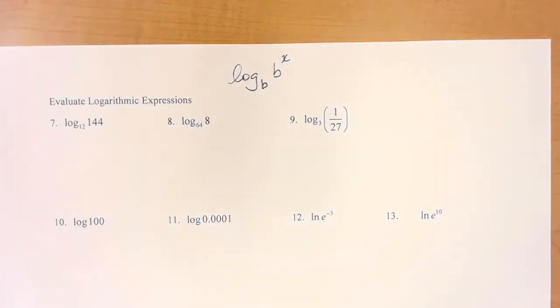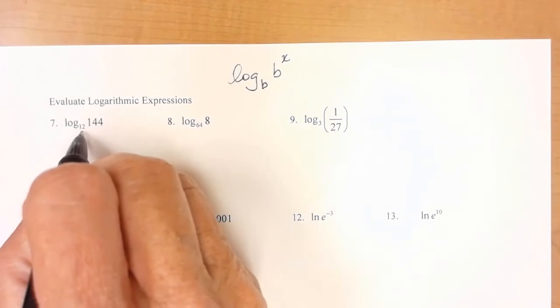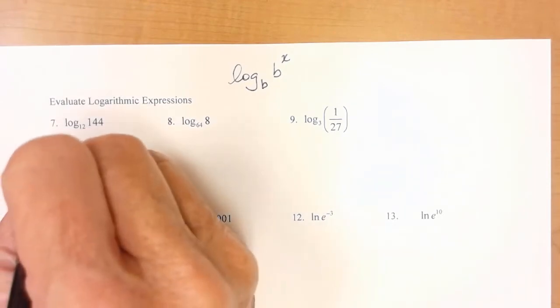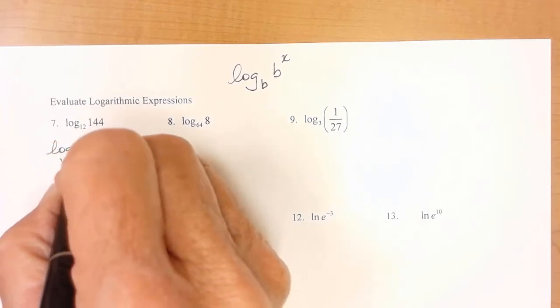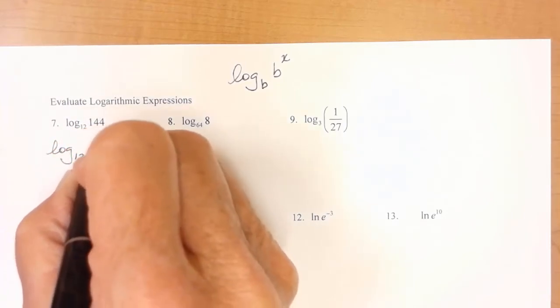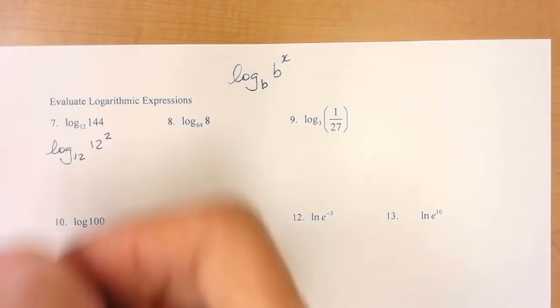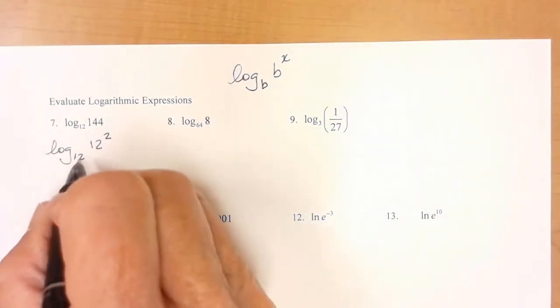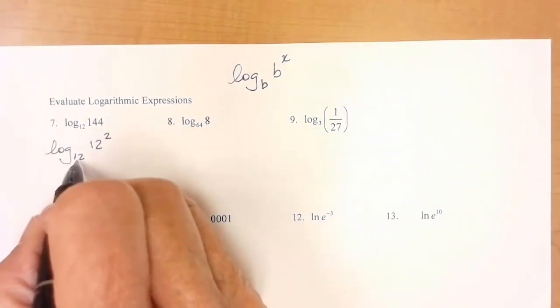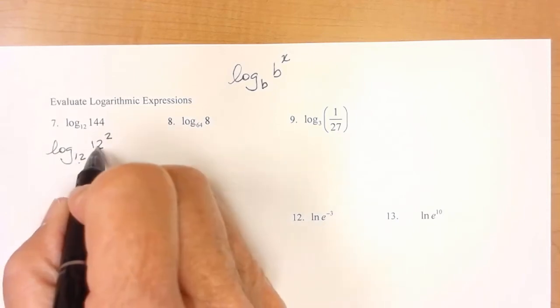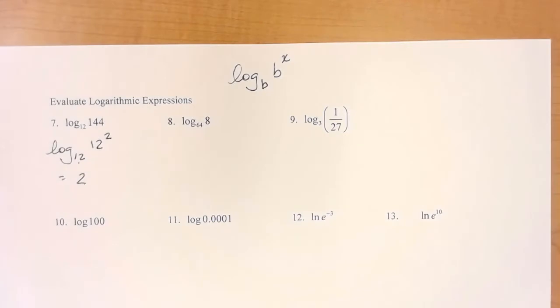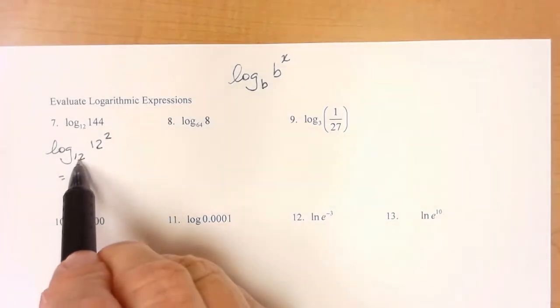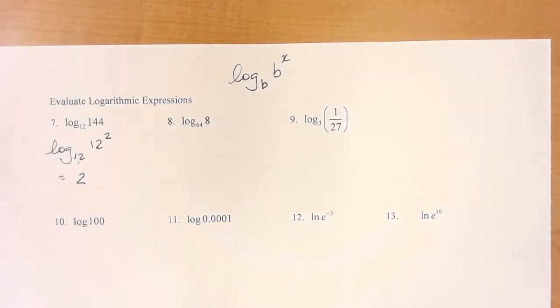For instance, in this first one, the base has given me a clue, so if I rewrite this as log base 12, 144 is the same thing as 12 squared. So if I rewrite that, then notice my log base and this base are the same, therefore my answer here is 2, because a logarithm is an exponent. What it takes to raise the given base to get your number.